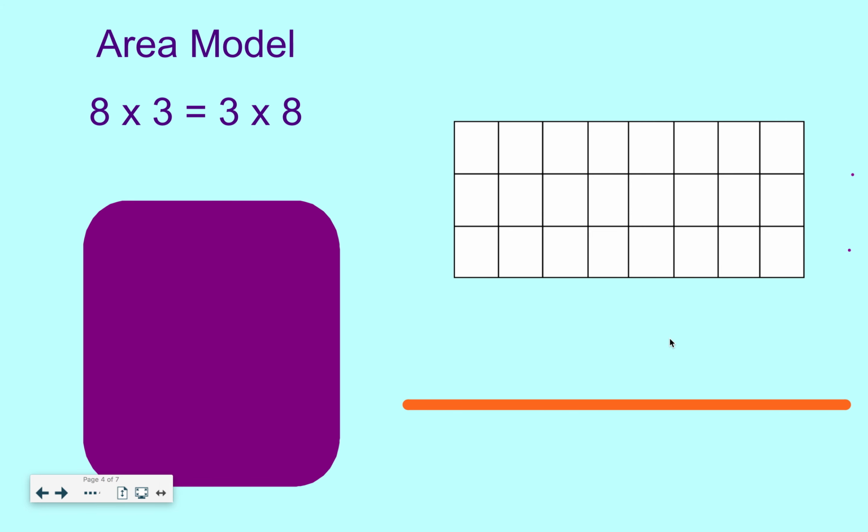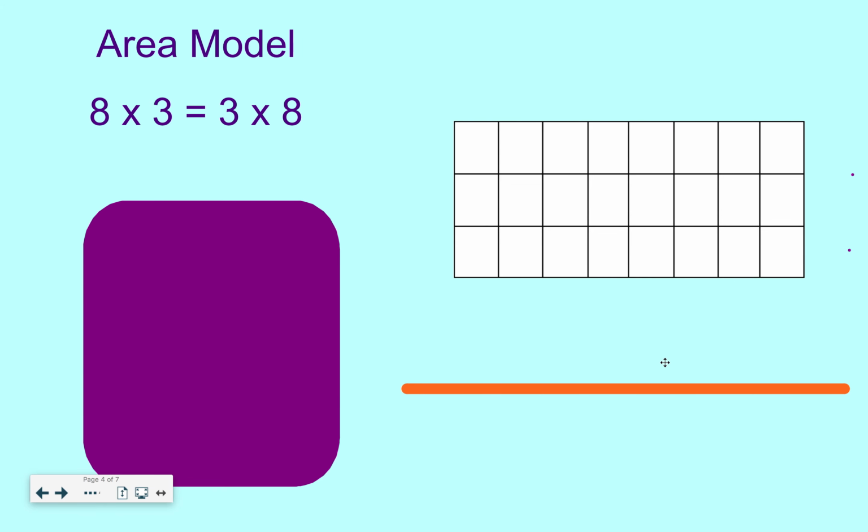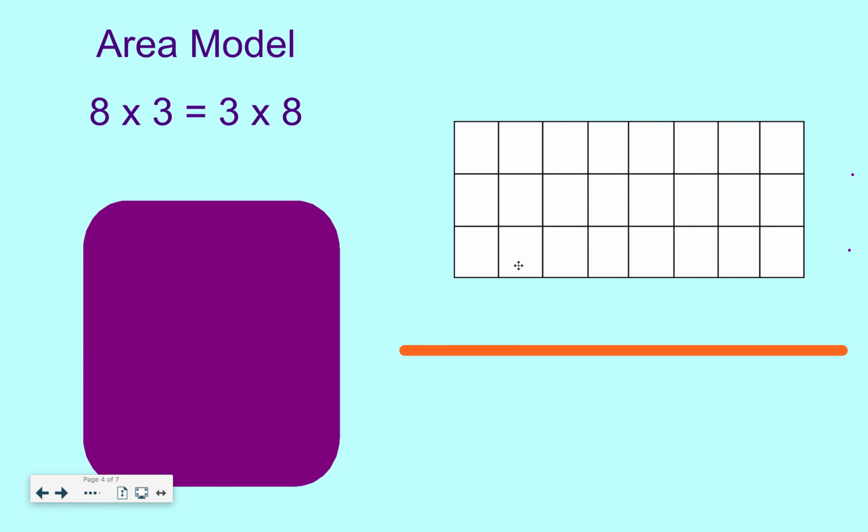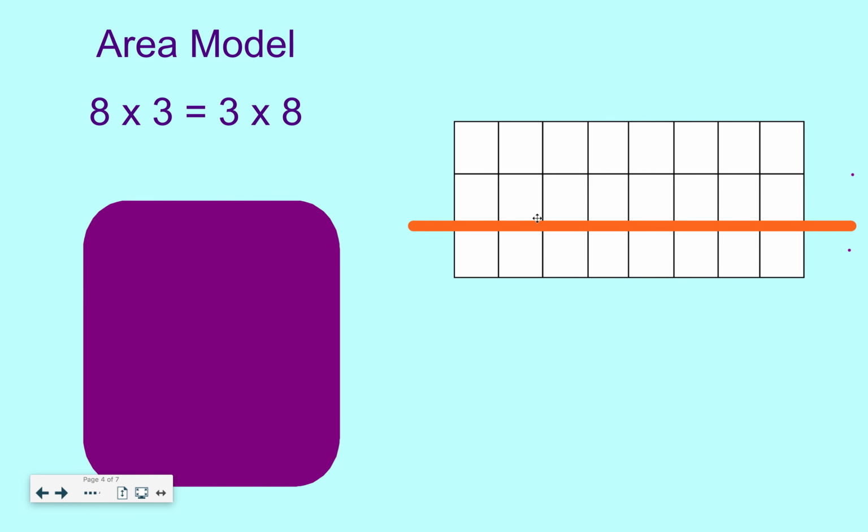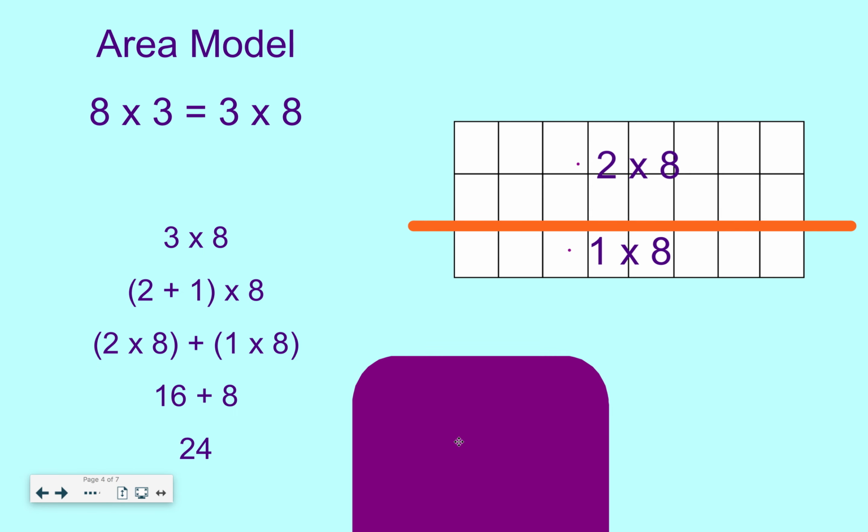So I'm going to think of this problem, 8 times 3, instead as 3 times 8 because I can do that more efficiently. So again, instead of skip counting each row, I'm going to use what I know. I know my doubles facts. I know that 2 times 8 is 16, and then I have one more group of 8, and so I have to add 16 plus 8, which is 24.